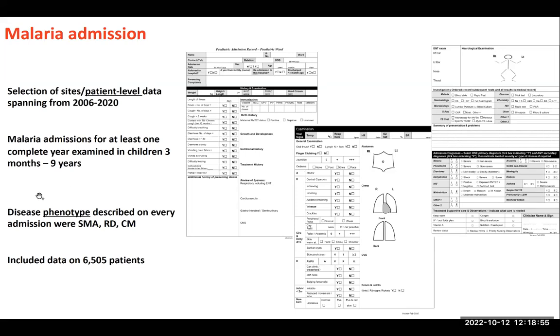So the other thing that we also tried to do was to assemble the 3 most common pediatric phenotypes of disease severity, and these were classified from the children that were admitted with malaria. And these included severe malaria anemia, respiratory distress, and cerebral malaria. And I'll talk more about these phenotypes in later slides. So for the malaria admission data, we finally included over 6,000 patients for this analysis.